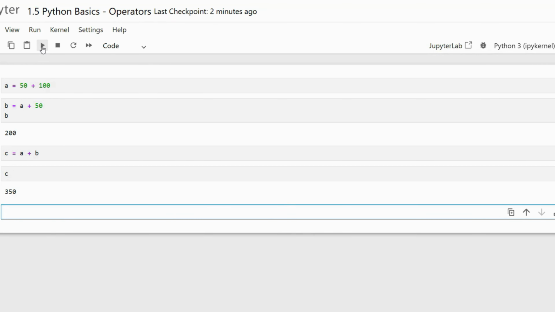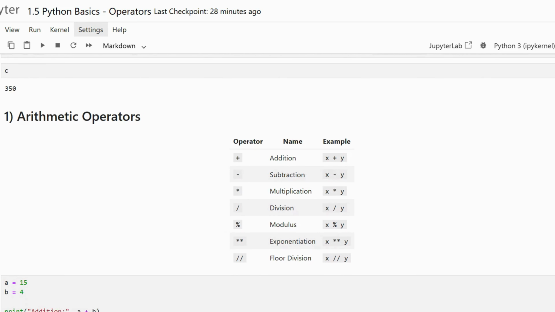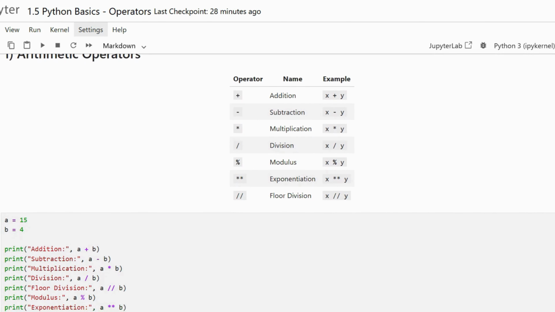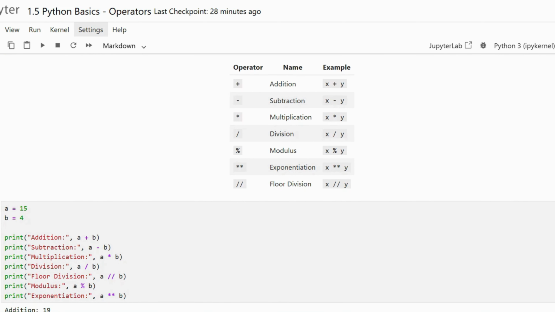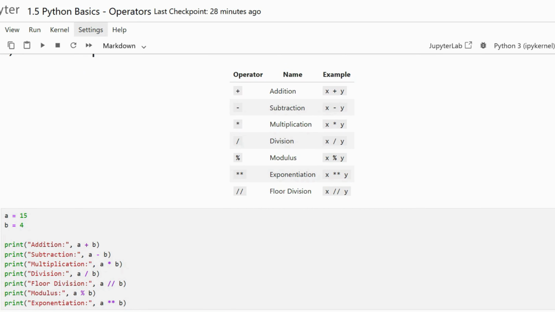Arithmetic operators are used to perform mathematical operations. Let us take a is equal to 15 and b is equal to 4. You can add two numbers, 15 plus 4. You can subtract one number from another, 15 minus 4. You can multiply two numbers, 15 into 4. You can divide and return a decimal value. 15 divided by 4 gives you 3.75.